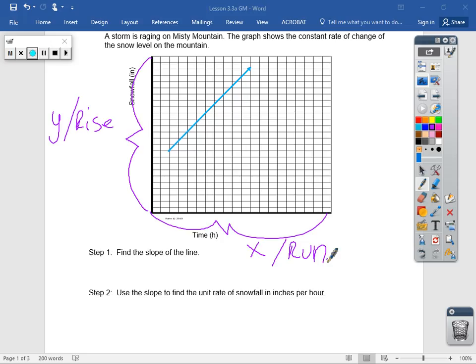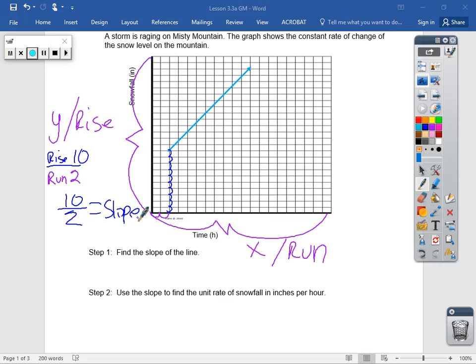So, for finding our slope, let's see, we went over 1, 2, so my run is 2, and I am going to rise 1, 2, 3, 4, 5, 6, 7, 8, 9, 10. So my rise is 10, which means that my slope is 10 over 2.